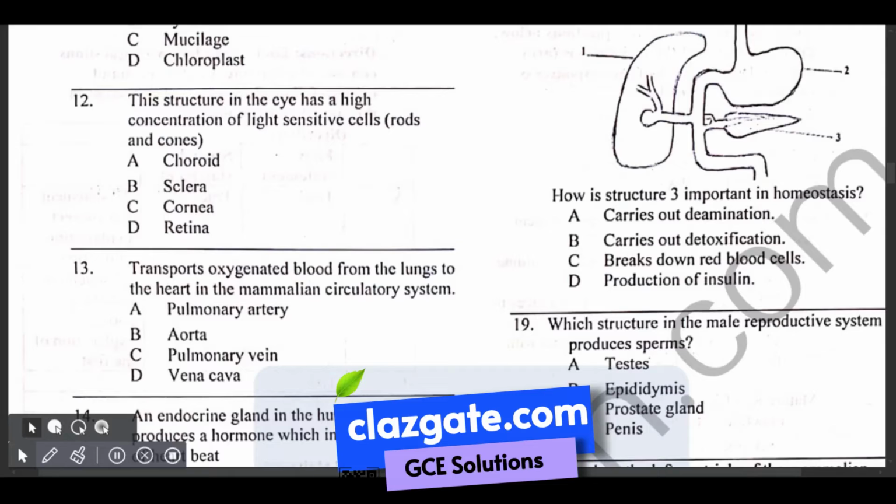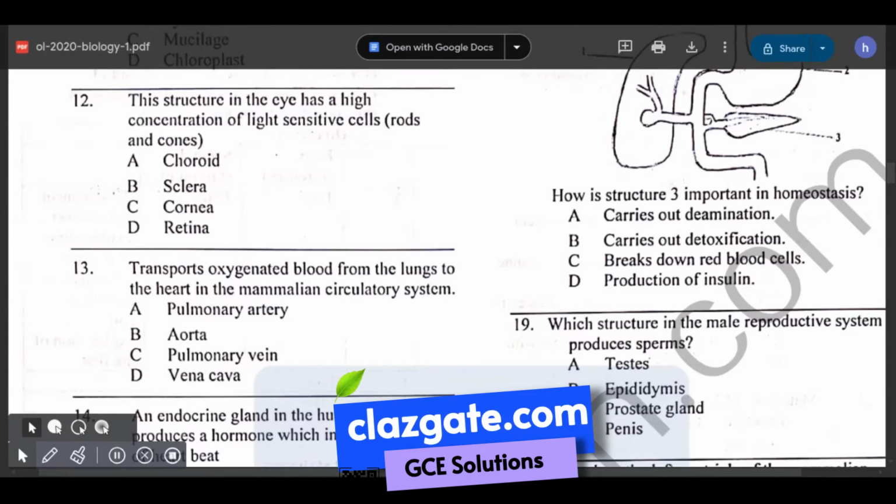The retina is the light sensitive layer of tissue at the back of the eye. It contains millions of photoreceptor cells called rods and cones, which convert light into electrical signals. And these electrical signals are sent to the brain. So this is retina. Question number 12, the answer is retina.